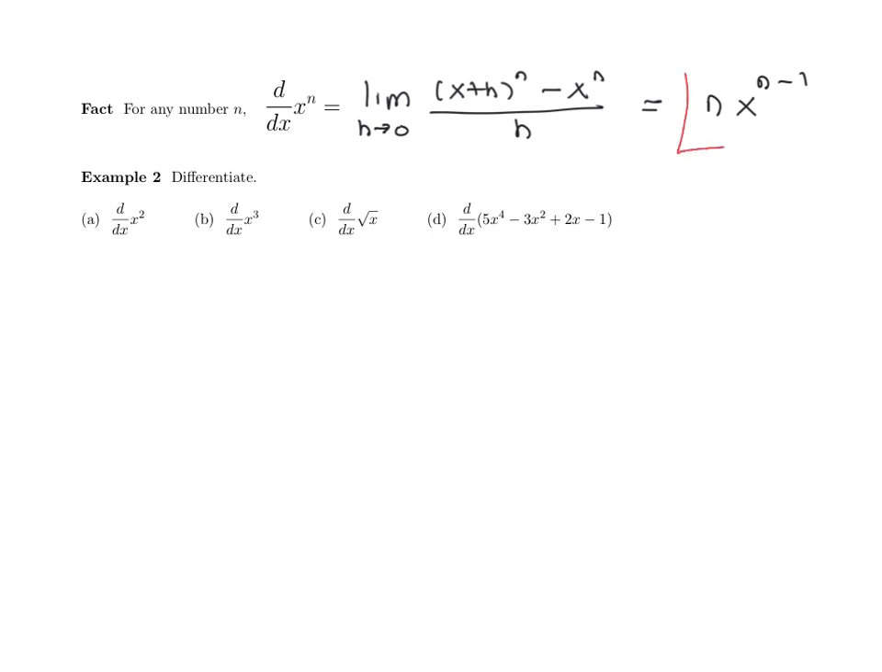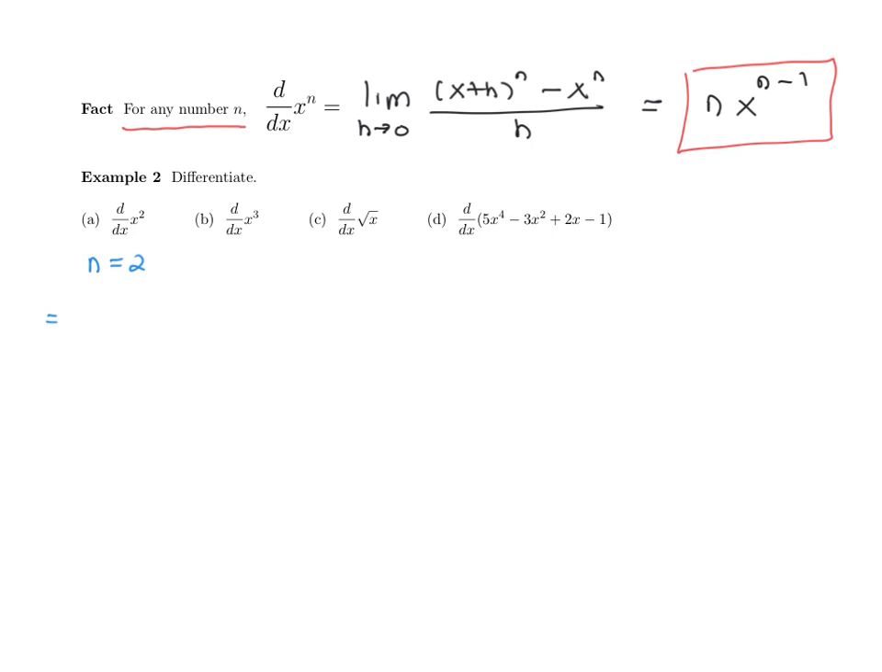What we're going to do is just simply apply this, and we're going to assume that it works for any number that we want, n. Let's try this in example 2, where the only directions are to differentiate, meaning take the derivatives of these expressions. Let's start with this one, the derivative of x squared. We don't have to use the limit definition anymore. We can just note that here, n is equal to 2.